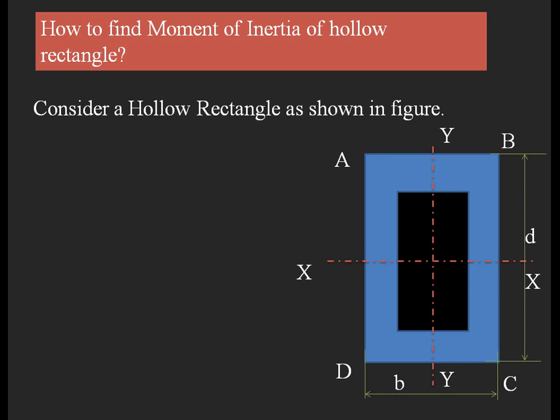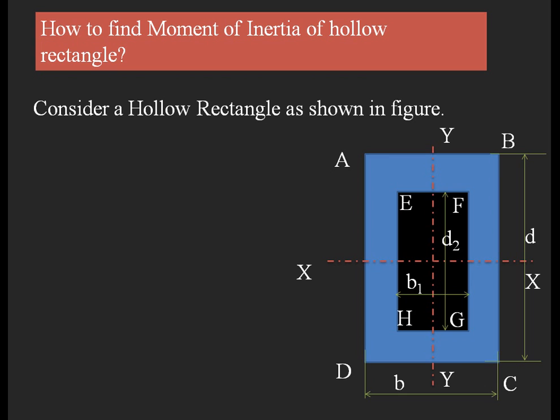Similarly, the inner hollow shape is also a rectangle. For its inner corners I want to give the names E, F, G, H. For that inner rectangle, which is the cutout portion giving the hollow, I would also like to mention the dimensions as b1 for breadth and d1 for depth, for the cutout portion which is the hollow shape in the form of a rectangle.